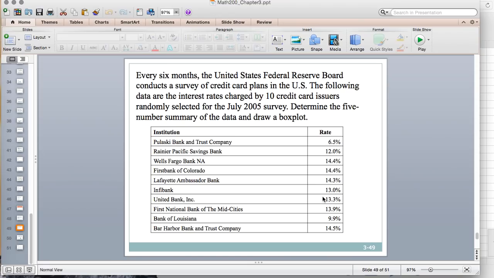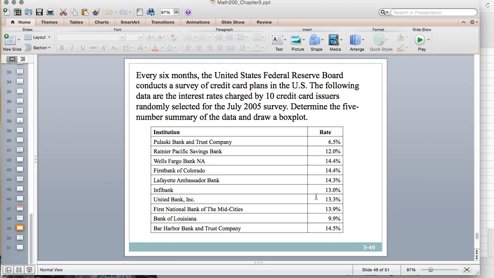So we're going to take a look at this example here where we have a Federal Reserve Board survey of credit card plans in the US. What we have is interest rates charged by 10 credit card issuers randomly selected for the July 2005 survey. What we want to do is determine the 5-number summary, and I also want to show you guys how to draw a box plot, which is again very easy to do in StatCrunch.